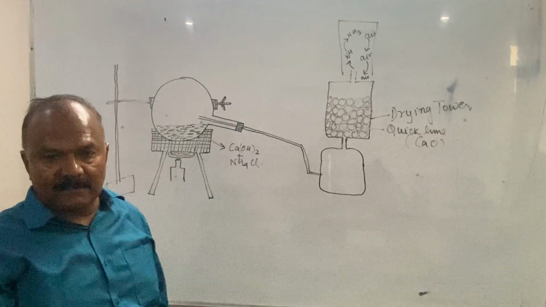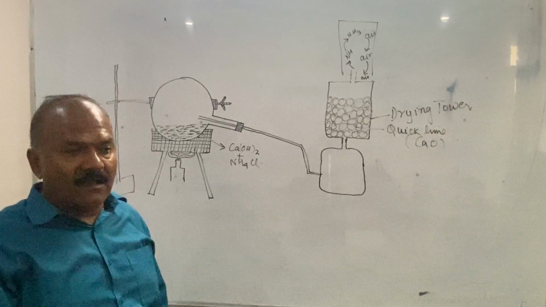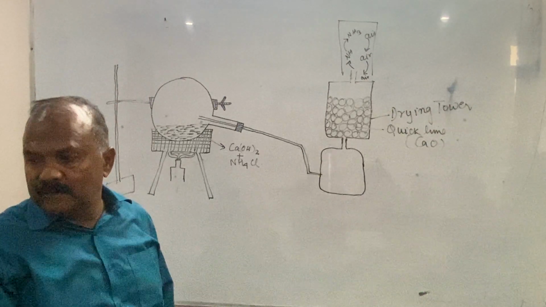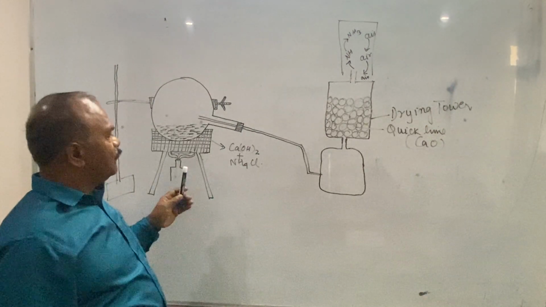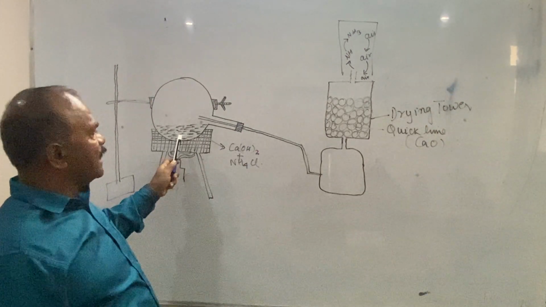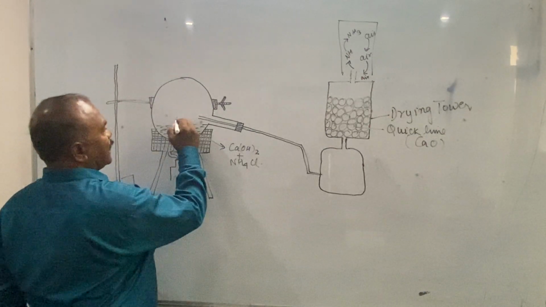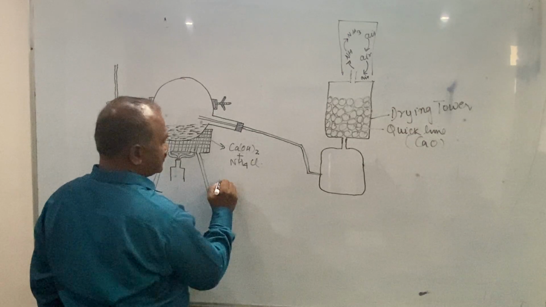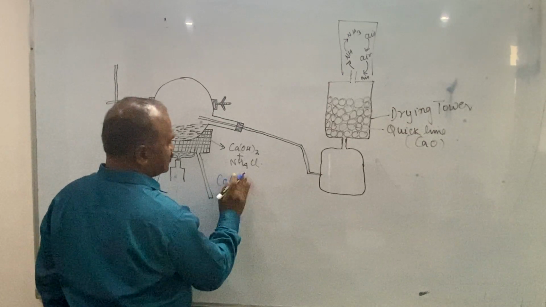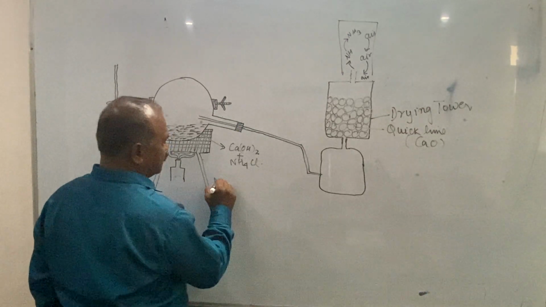Sal ammoniac, S-A-L, sal ammoniac. That's the commercial name. So when these two things are heated together, it will form ammonia gas. It will form what? The reaction is NH4Cl.